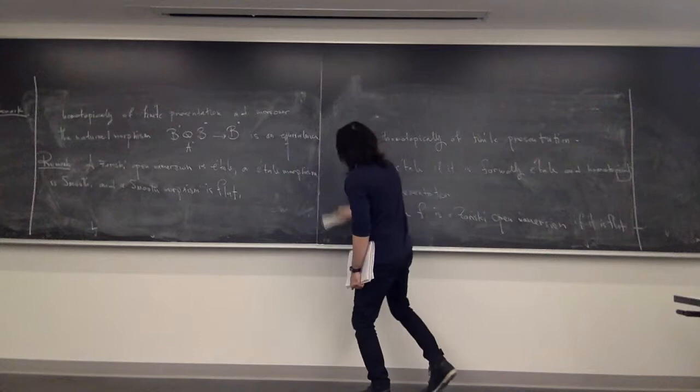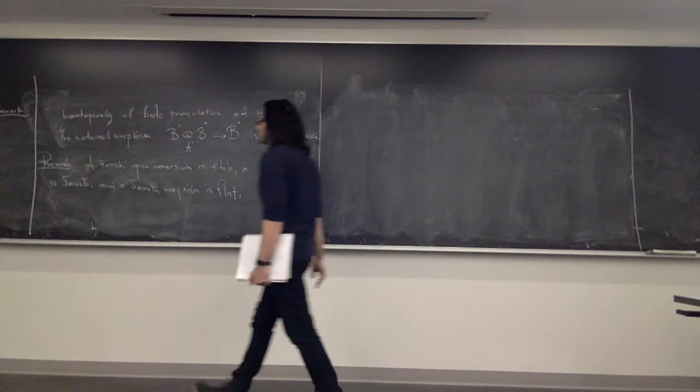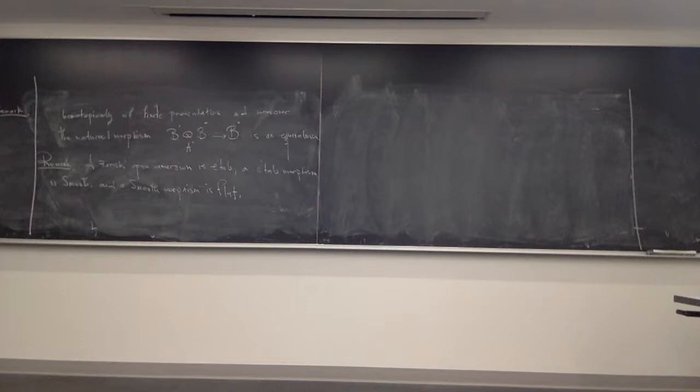So these are the underlying ingredients to define a scheme theory and a stack theory over the category of simplicial commutative rings. We are literally doing the same thing as we did before in algebraic geometry. We first talk about rings, and then you construct the spaces on them.